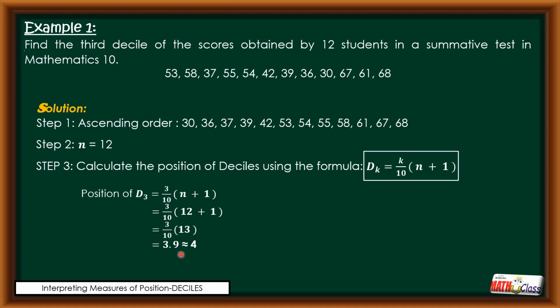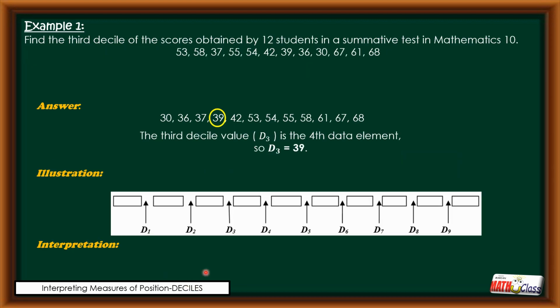3.9 becomes 4 after rounding to the nearest integer. This means the third decile is the fourth element of the data. So, D3 is equal to 39. In this problem, the value of our third decile is 39. Now, let us have an illustration. Our third decile can be found on this part of the distribution.